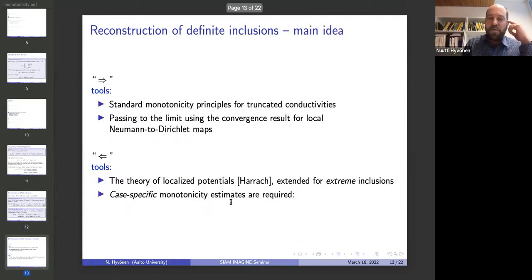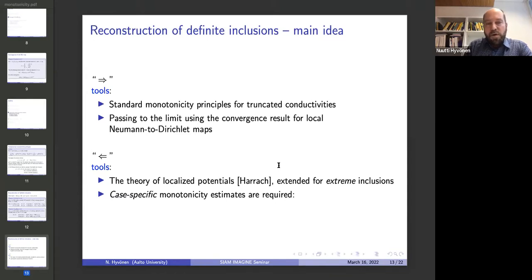So that's the more difficult part, and also the less intuitive part, that can be tackled by the theory of localized potentials by Harrach. You could say that they are also related to Runge approximations for this kind of thing. The idea is to concentrate the energy in the current that you are inputting into the region where the other conductivity, the test conductivity, is either larger or smaller than the inclusion that you are trying to locate.